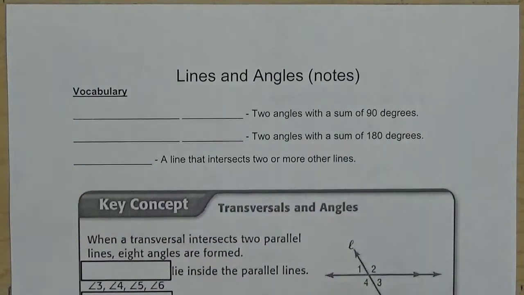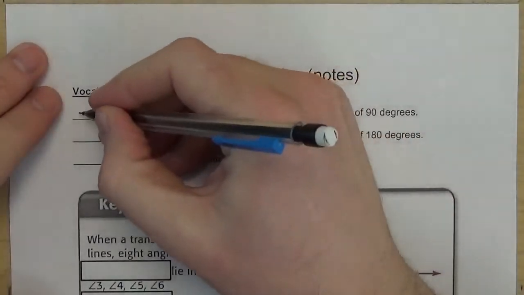Got another lesson here on angles. We start off with a few vocabulary terms. Let's take a look. Two angles with a sum of 90 degrees are called complementary angles.